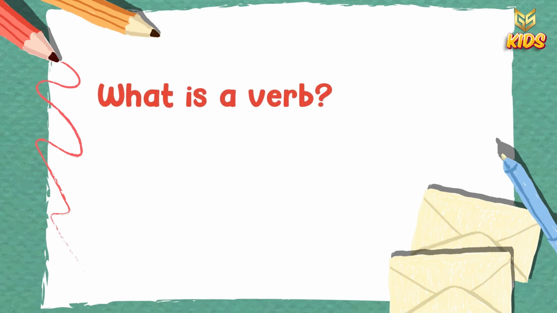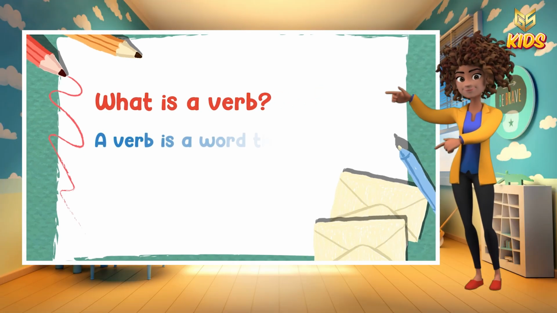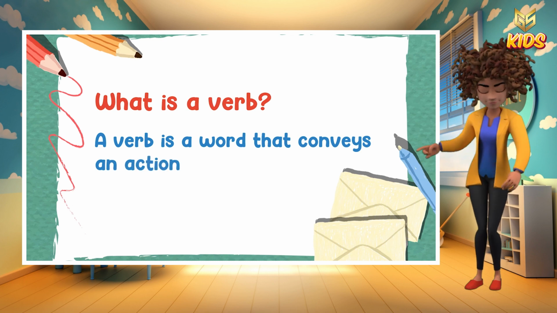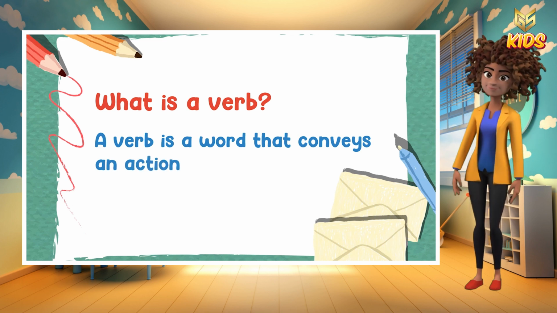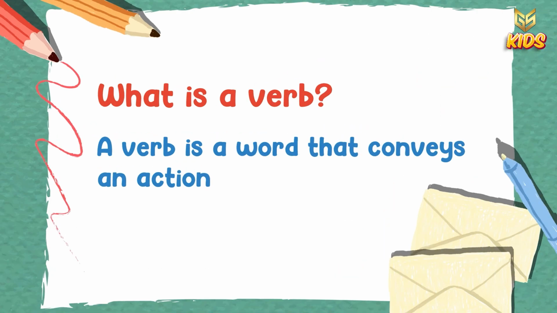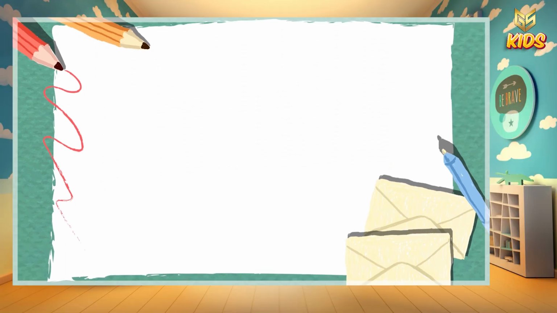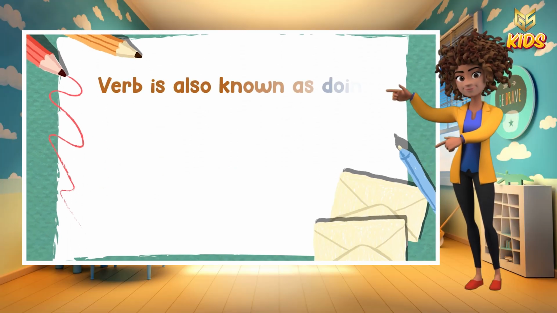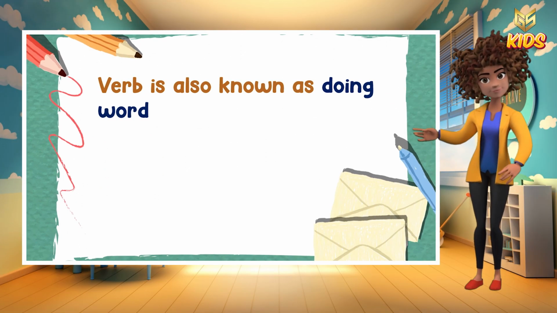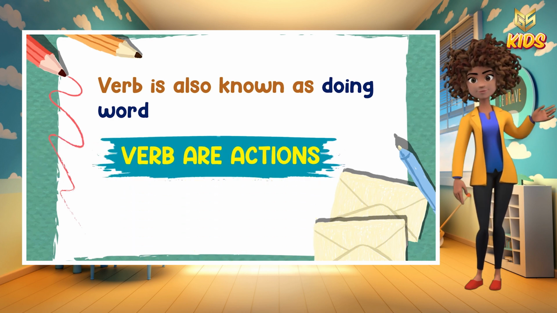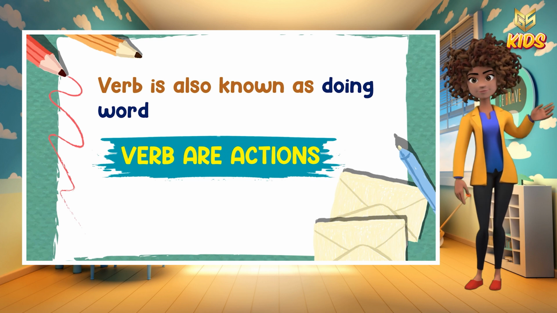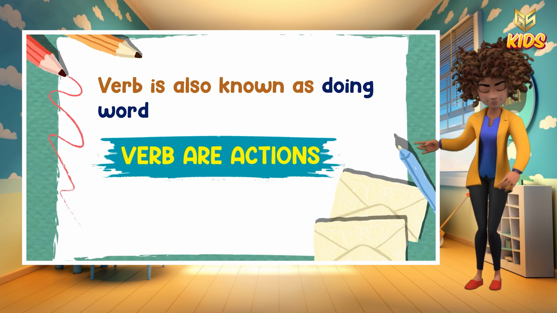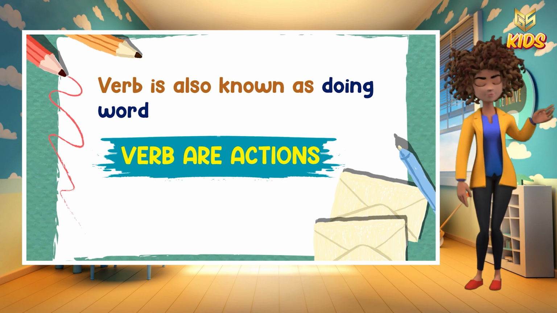So, what is verb? A verb is a word that conveys an action. So, children, can you tell me what is a verb? Repeat with me. A verb is a word that conveys an action. Okay? Verb is also known as a doing word. Verbs are basically actions. Verbs are action.